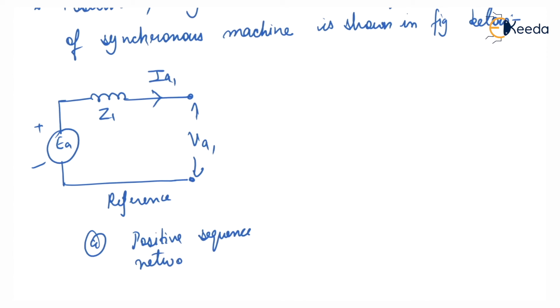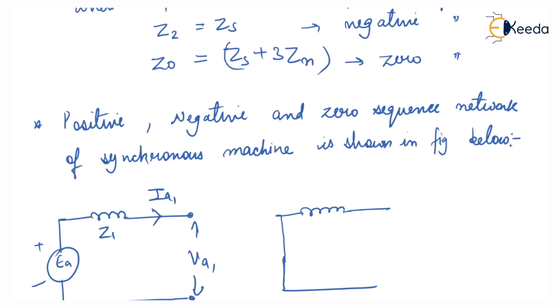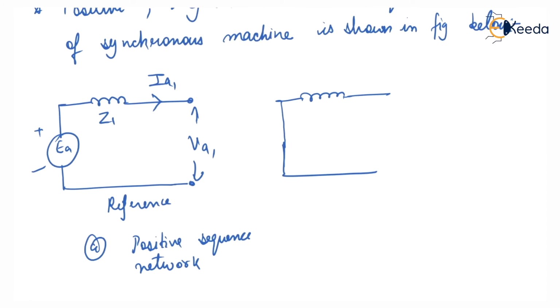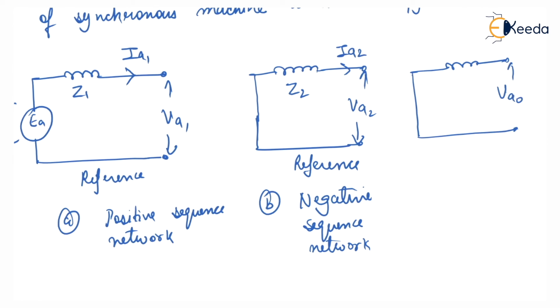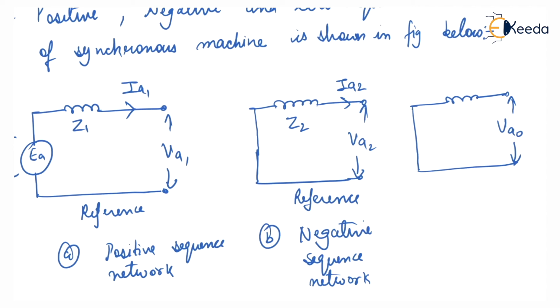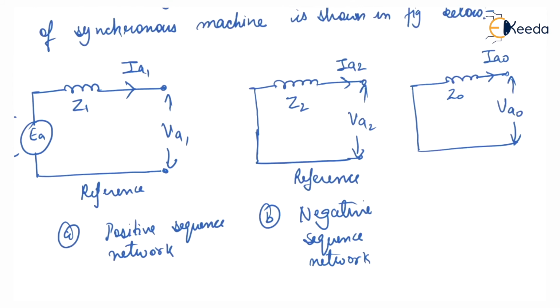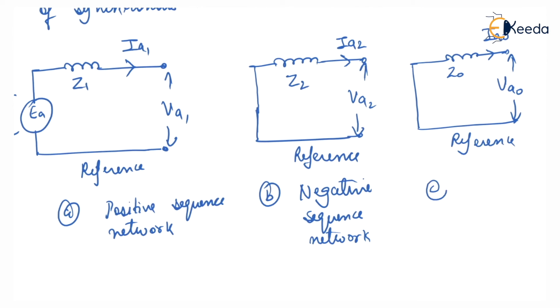Now the second figure is for the negative sequence. EA is 0 in the negative sequence, so it is minus Z2 IA2, and this is VA2. This is the reference for the negative sequence network. This figure is for the negative sequence network. Now for zero sequence, VA0, Z0, IA0. This is the reference. This is Figure C for the zero sequence network.